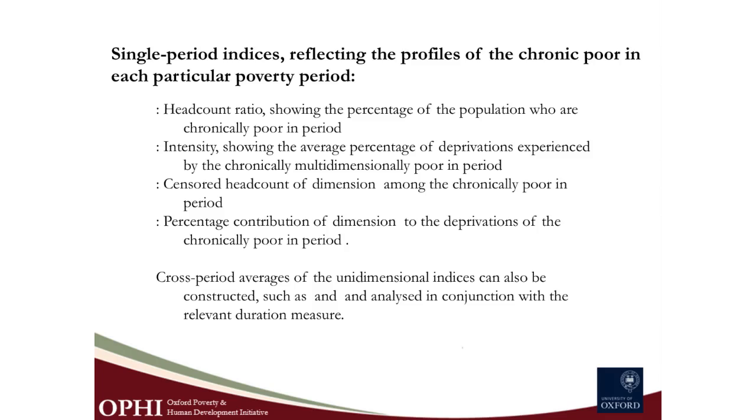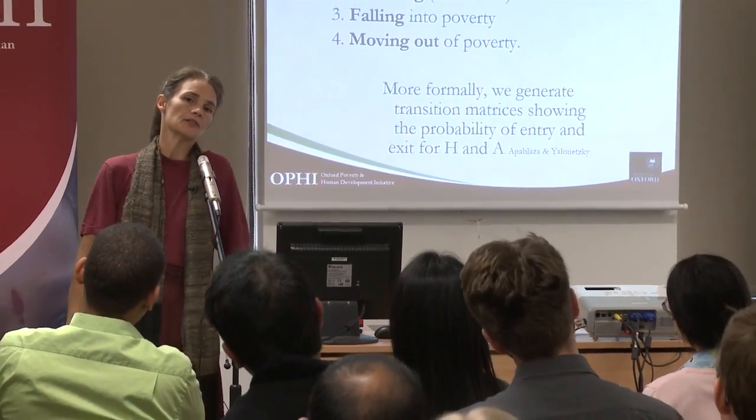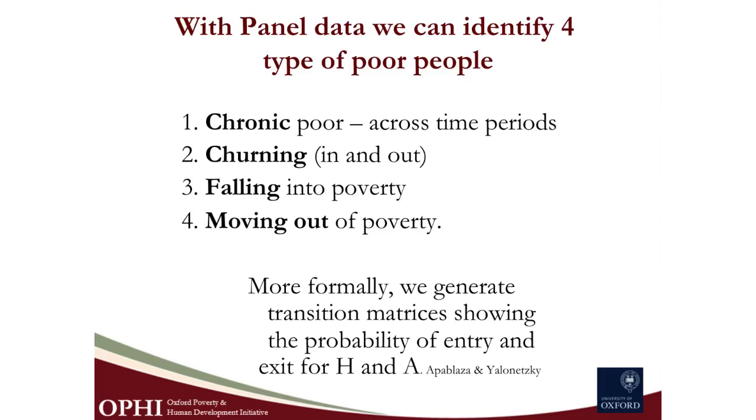What I'd like to turn to now is the second, which is the dynamic subgroups analysis. And this is getting a little bit to what you were asking. So let's say that there is one person who is chronic poor in the sense that they are multidimensionally poor in every period, okay? 3 periods, 4 periods, they're poor always. Let's say there's another person who goes in and out. So period 1 poor, period 2 non-poor, period 3 poor, okay? And another person falls into poverty. Period 1 non-poor, period 2 non-poor, period 3 poor. And another one moves out. So period 1 poor, period 2 poor, period 3 non-poor.